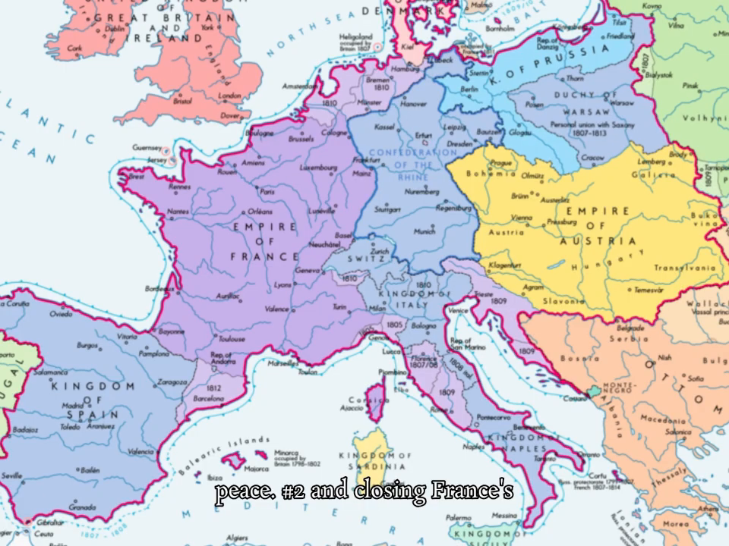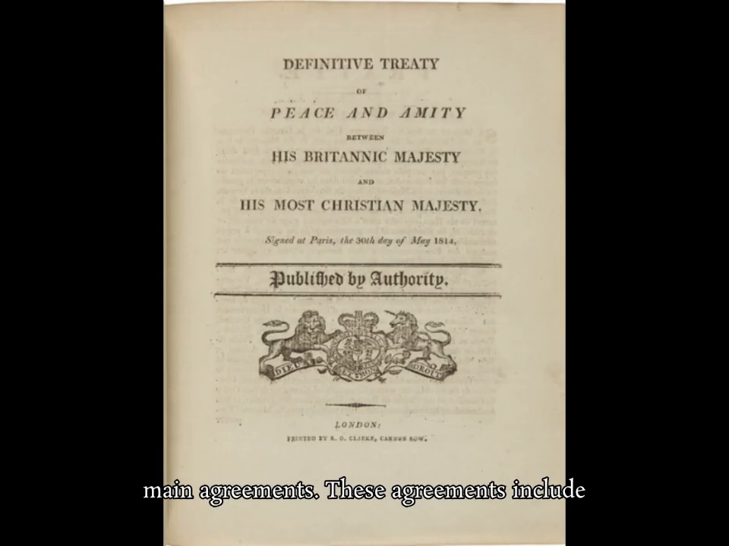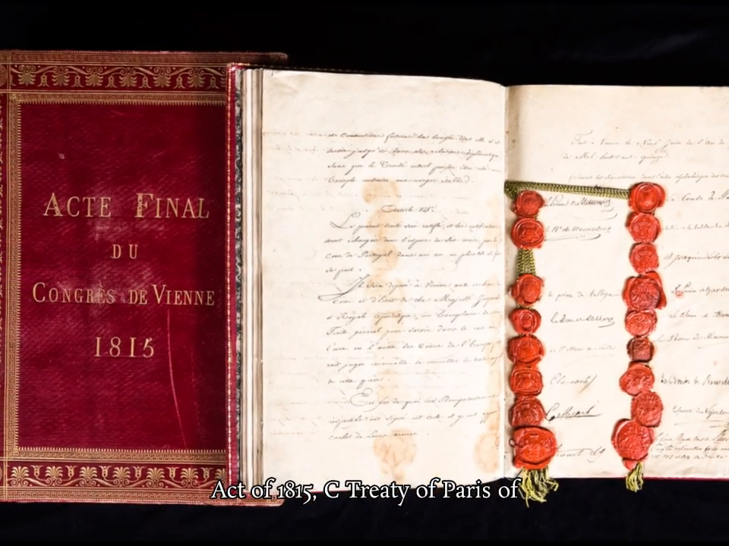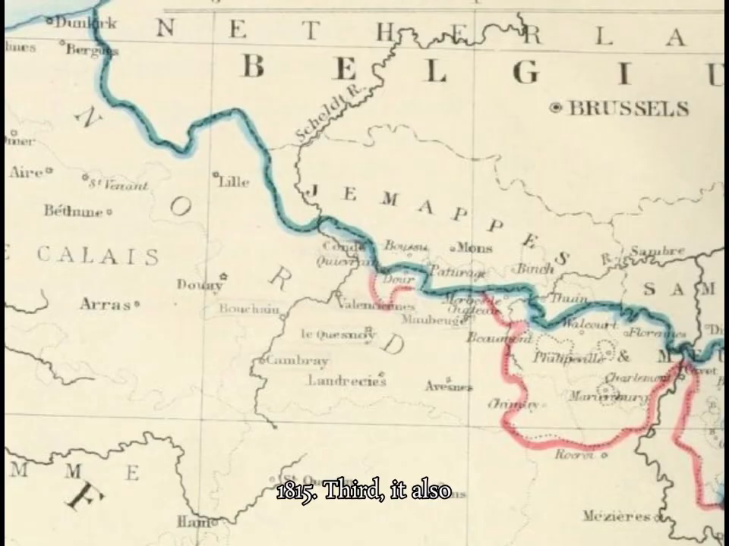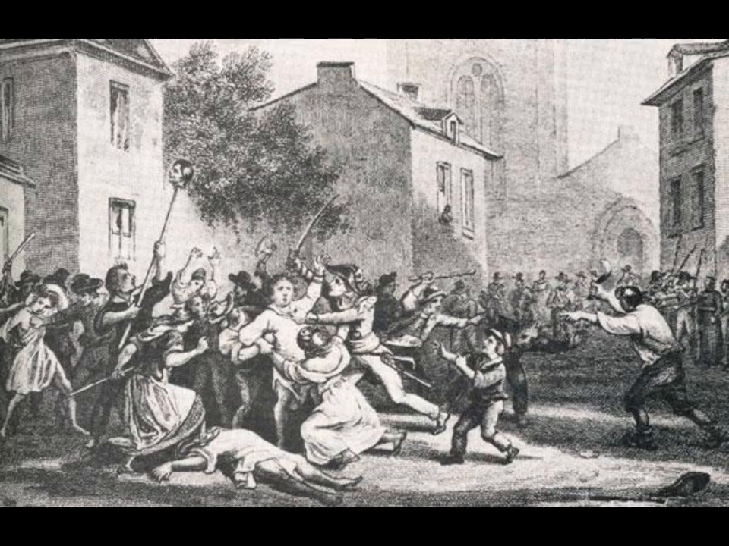Number 2, enclosing France's borders. The territorial settlement between the powers was comprised of 3 main agreements. These agreements include A. Treaty of Paris of 1814, B. Final Act of 1815, C. Treaty of Paris of 1815. Third, it also restored the conservative order, involving Louis XVIII and the Bourbon Restoration.